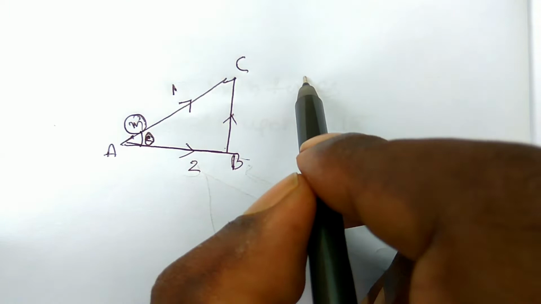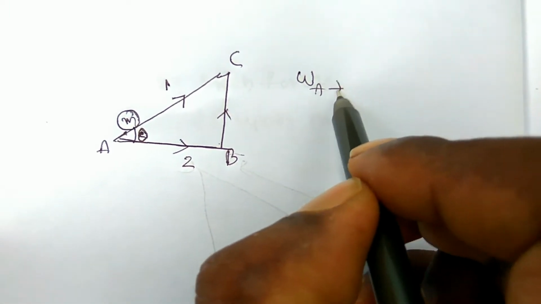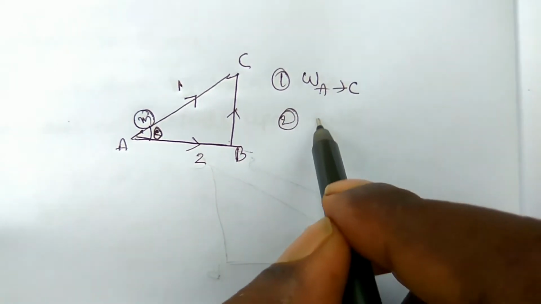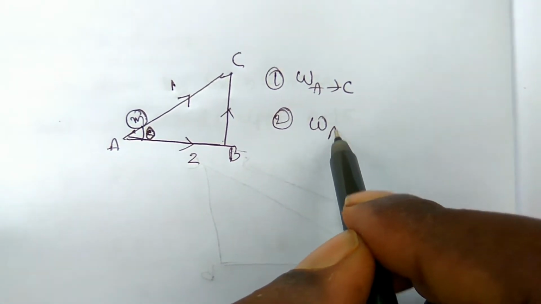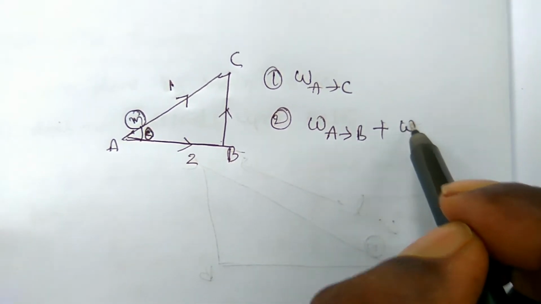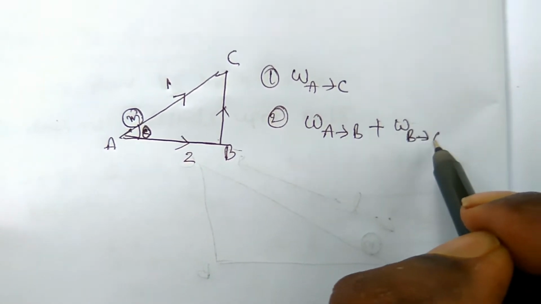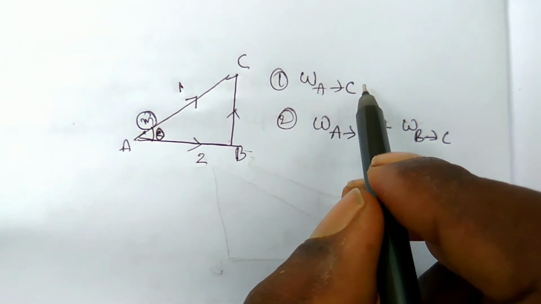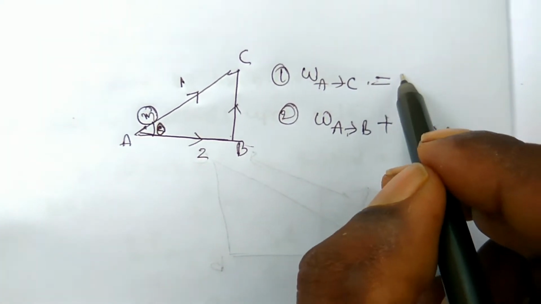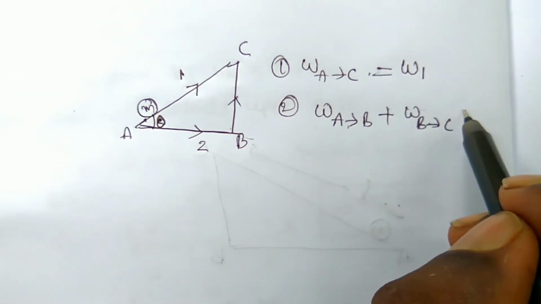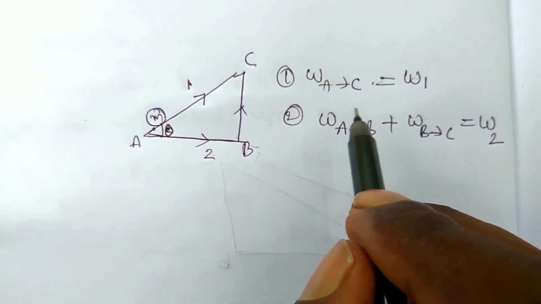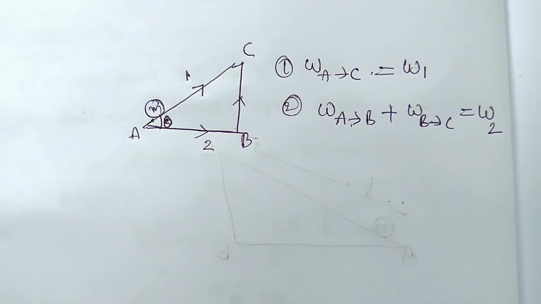So the first path is the work done from A to C. The second is the work done from A to B plus the work done from B to C. So this is the first aim and this is the second aim. Here this is the work done by path 1, and this is the work done by path 2. If these two are equal, then this is a conservative force.